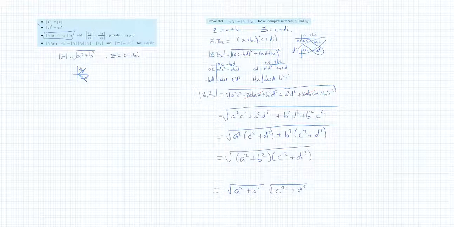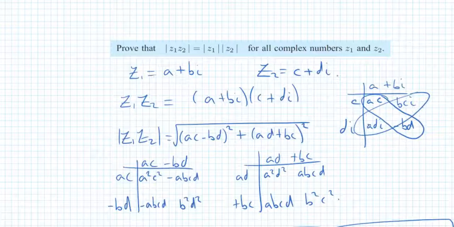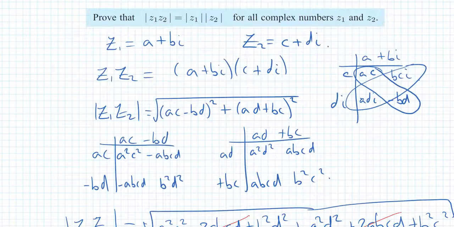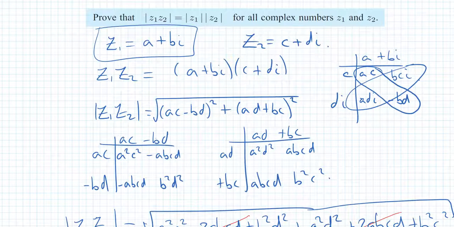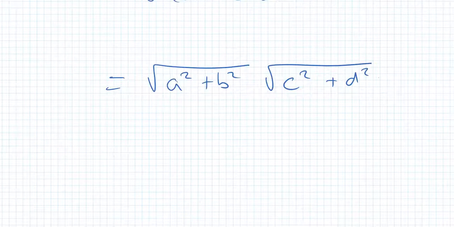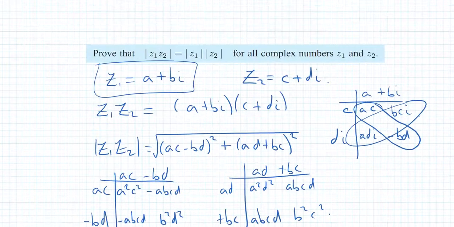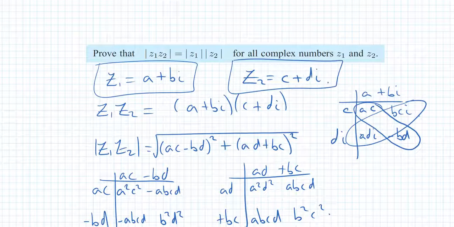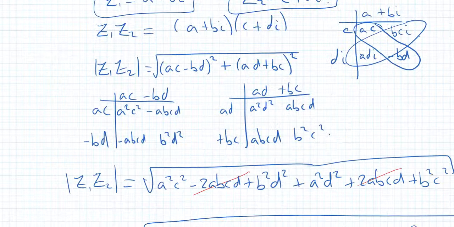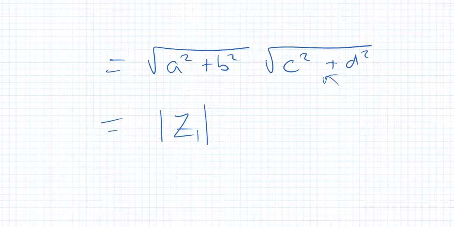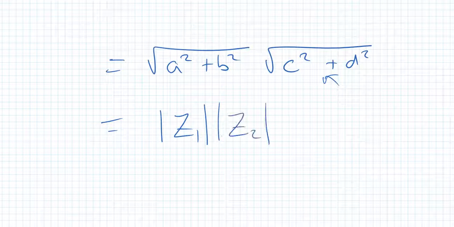And you know what? Let's just bring it all the way back to the beginning. Remember, look, what z1 was? It was a plus bi. So the modulus of z1 would be a squared plus b squared square rooted. Well, that's what we've got. So we've got the modulus of z1. Let's go back to the top. Can you see z2 is c plus di? So the modulus of z2 is going to be c squared plus d squared square rooted. That's what we've got, look, right? So we've got it. There we go.